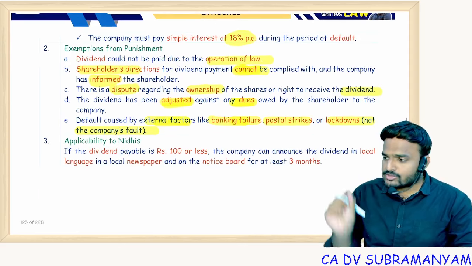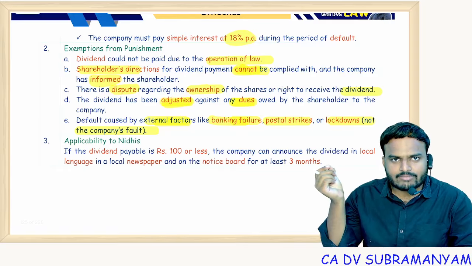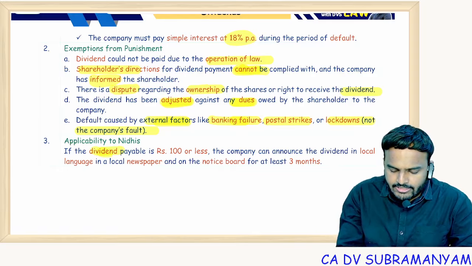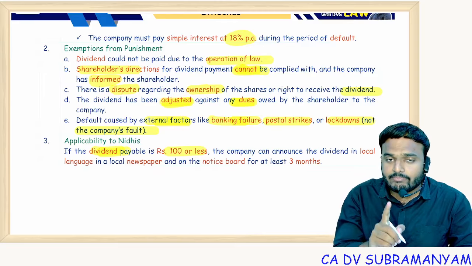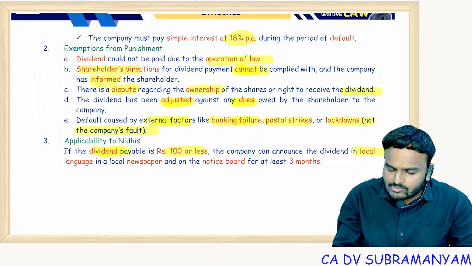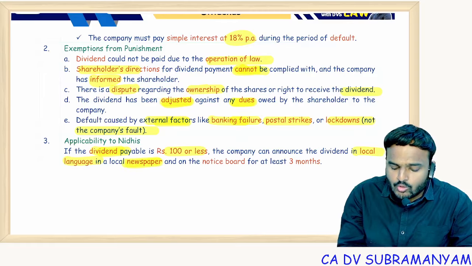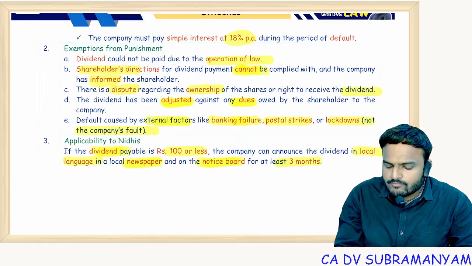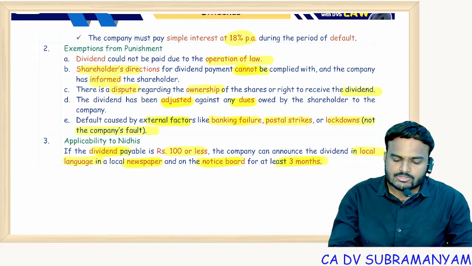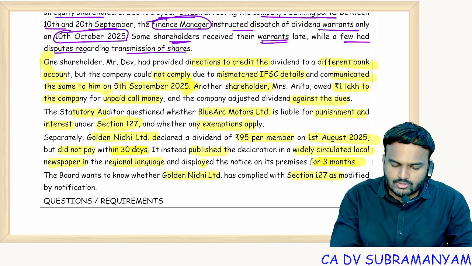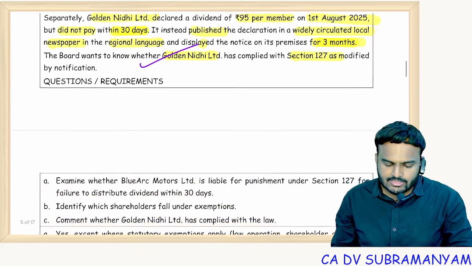Nidhi company, a small line, but one question I created. Just see, dividend payable is 100 or less. If dividend payable is 100 or less, the company can announce dividends in the local language in a local newspaper and on the notice board for at least 3 months. So whether the Nidhi company complied with the rules and regulations? Yes. Let's see the questions.